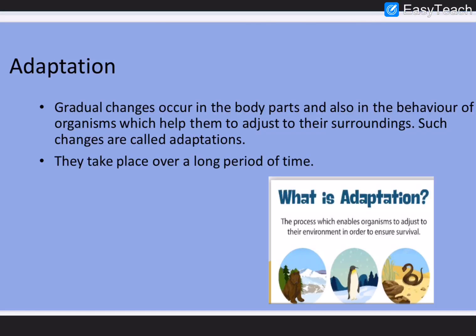So what is adaptation? Adaptation is a gradual change occurring in the body parts and also in the behavior of an organism which helps them to adjust to their surroundings. So this is important. The changes which help the organism to adjust to a surrounding, that is the definition of adaptation. So the changes occur in body parts and also in behavior. Such changes are called adaptation.